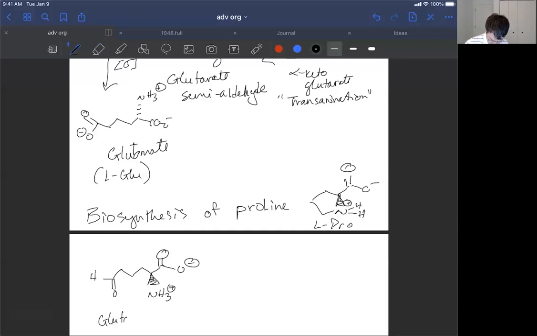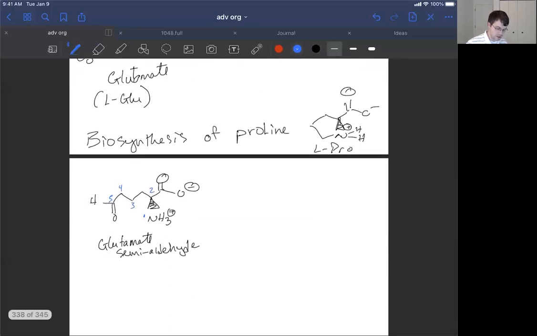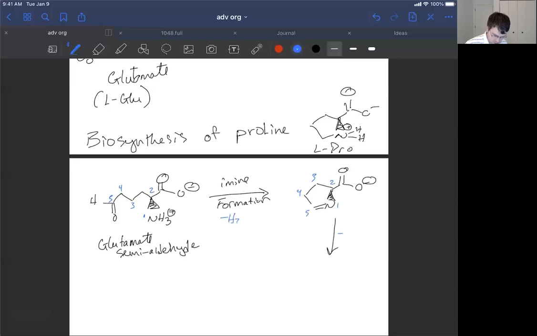So this is my glutamate semialdehyde that was produced above. Now what I want to recognize here is that the nitrogen is 1, 2, 3, 4, 5 atoms away from the carbonyl carbon. So what I'm going to do is an intramolecular imine formation, where the nitrogen engages the carbonyl to make an imine. Okay, and then all we have to do is take that imine, which has, if we count the atoms, 1, 2, 3, 4, 5, and we lost H2O as a result of that imine formation.